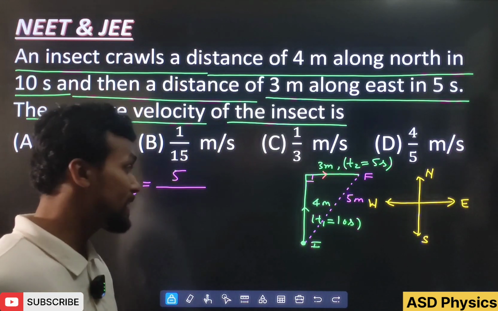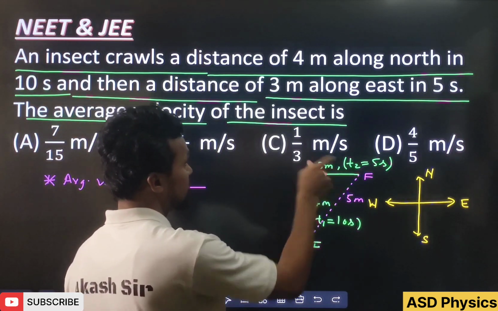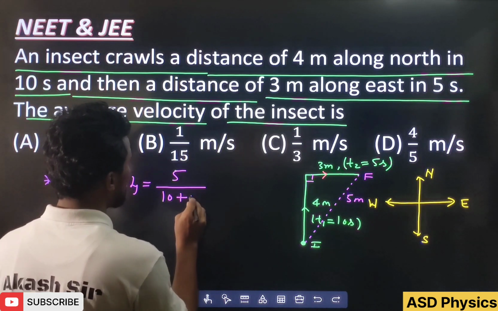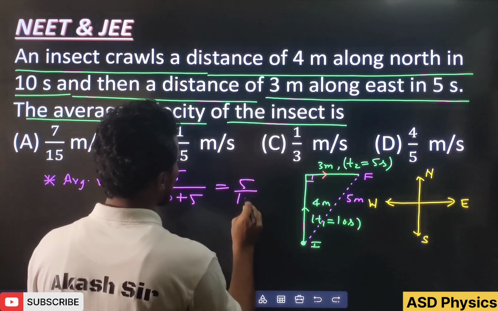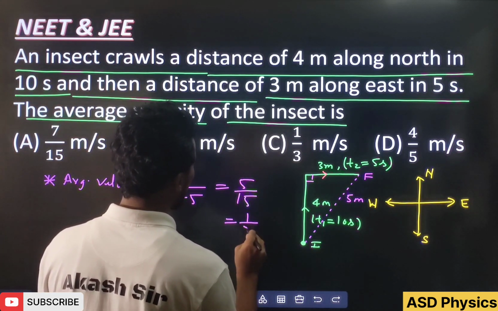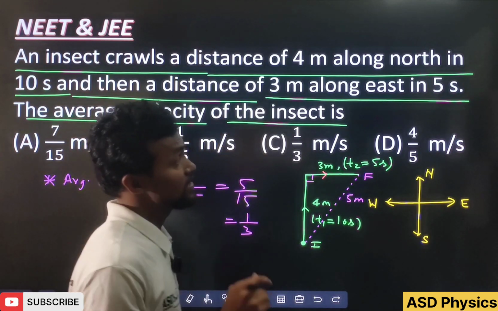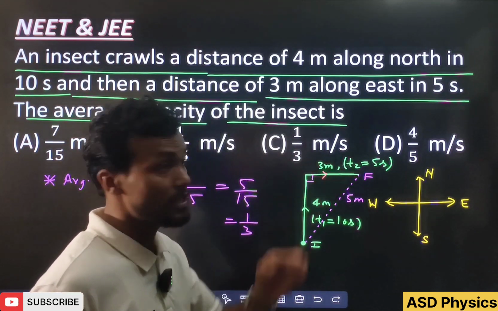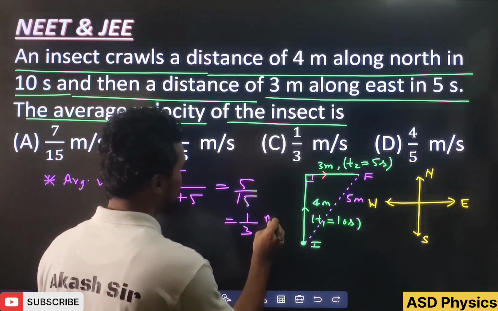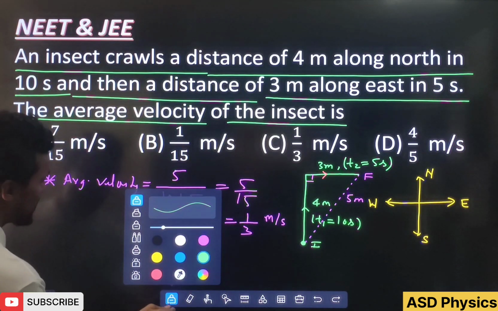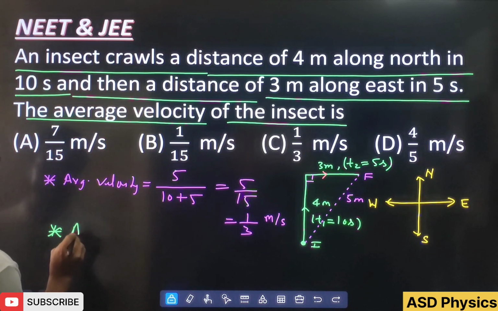And what is the total time taken here, students? This is 10 seconds, this is 5 seconds. Total 10 plus 5, 15. So 5 by 15, and what will this come to? 1 by 3. You have to be very, very careful. Distance is given in meters, time is given in seconds, that means 1 by 3 meter per second. And if in case, students, they ask here the average speed, what do they ask here?